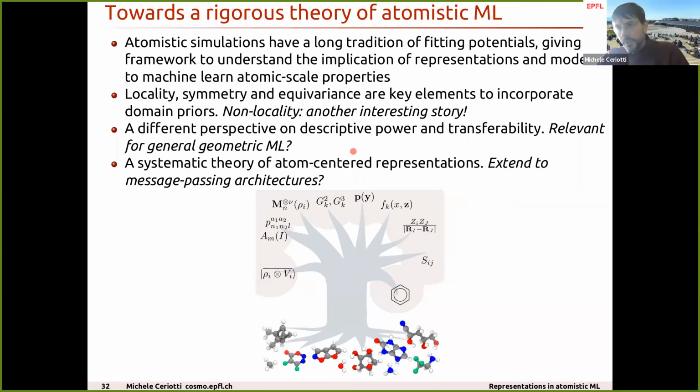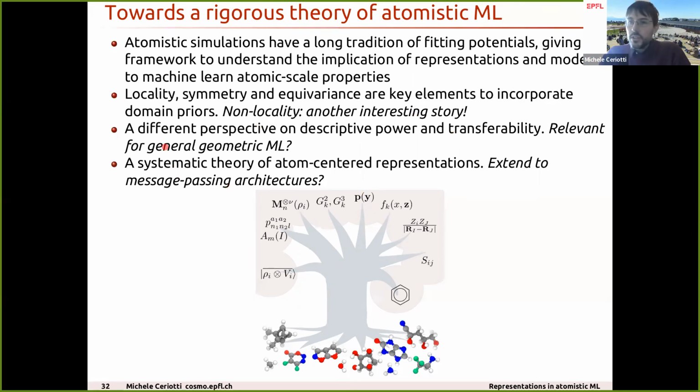And this leads to this perspective of looking at the machine learning problem in terms of the geometry of a point cloud, which might also be interesting perhaps for looking at autonomous driving, shape recognition, and so on. I think that this effort to systematize the construction of atom-centered representations can be very useful.